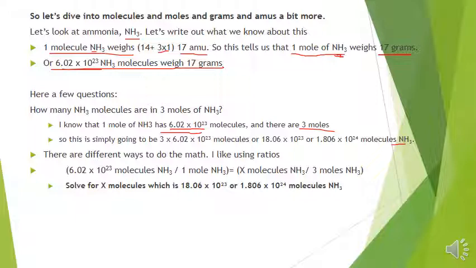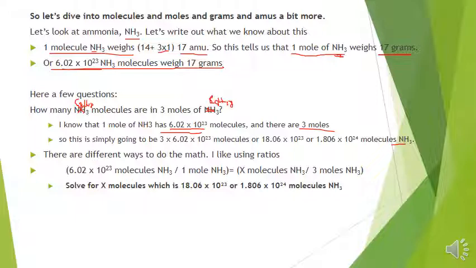Now, let me change this question a little bit. Let's change this to octane. How many octane molecules are in 3 moles of octane? Well, it's the same answer, okay? Because a mole is a mole. It doesn't matter who it is.